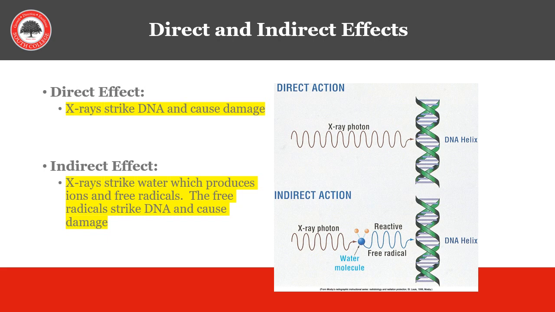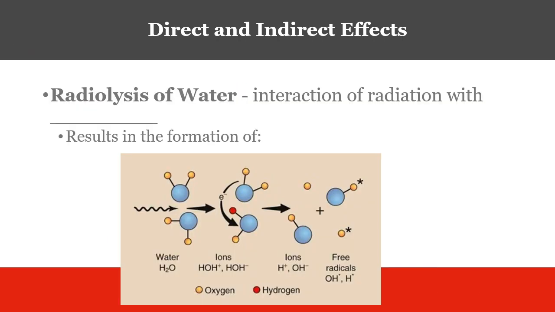The other name for the indirect effect is radiolysis of water, because X-rays are hitting water. Is it possible to hit something else? Yes, you could hit lipids, you could hit carbohydrates. It's just a lot more common to hit water because 80% of the body is comprised of water, like I said before. So radiolysis of water is another name for the indirect effect.